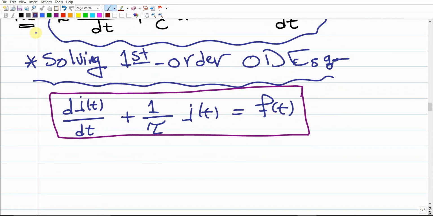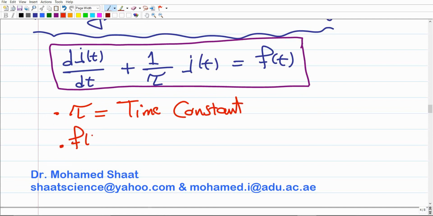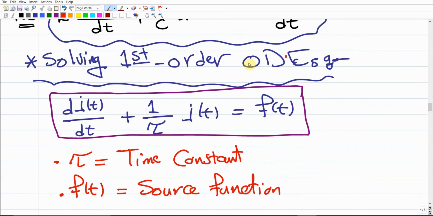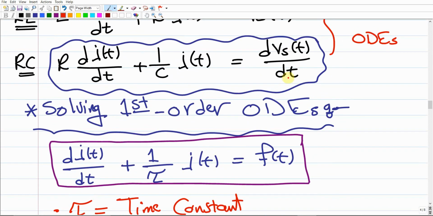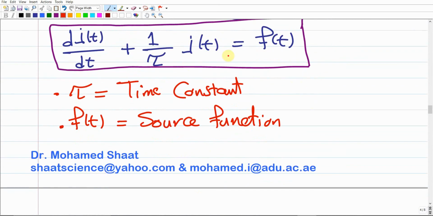Tau is commonly known as a time constant. This is the time constant parameter, just a constant. And the f of t is known as the source function. This is the source function, which in many of the cases is going to be the Vs function or related to the Vs. It is not necessary to be the Vs. In this case, it's going to be dVs by dt divided by R, by the way. But we're going to discuss this one. But generally, this is a general expression.